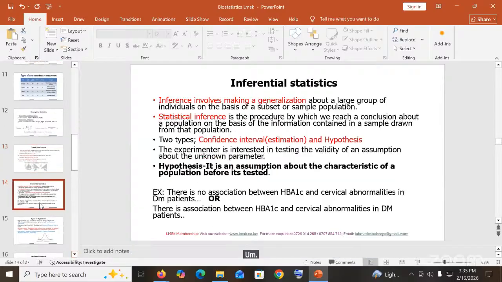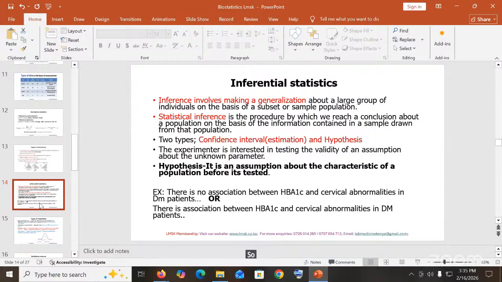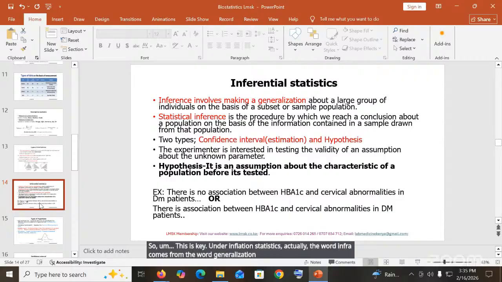We are coming to a very nice part here. Maybe you've been reading papers, those who read publications, and you will see inferences. You will see words used such as confidence interval, p-value, hypothesis. So this is key. Under inferential statistics, the word inference comes from generalization, or making a conclusion. You've taken everything, and now you want to conclude.